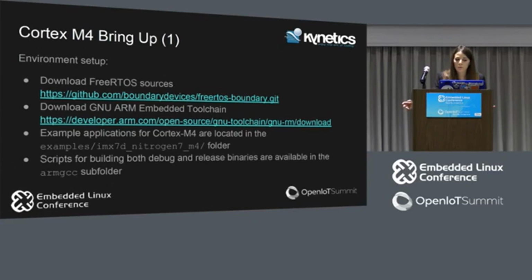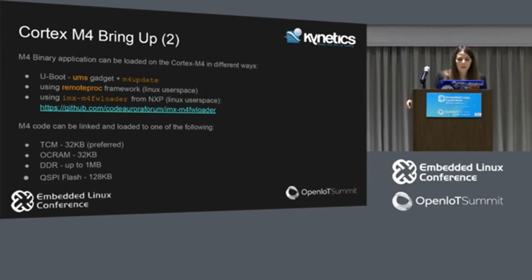So the first thing you want to do is bring up your remote core, and of course you have to download the FreeRTOS sources and the GNU GCC toolchain, and you're pretty much ready to go, because in the FreeRTOS sources you have a subdirectory, which is examples, that has a bunch of applications already ready to be built for multiple boards. And you also have an ARM GCC subfolder where you have build scripts. So you basically can just launch those build scripts from shell and have your binary right away.